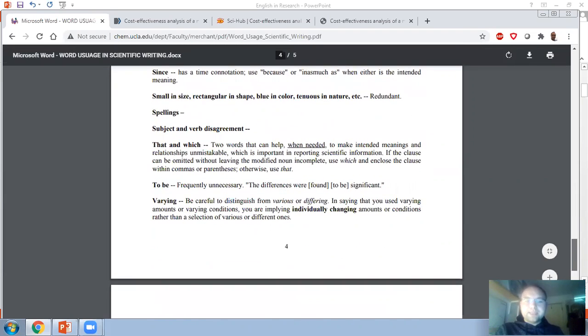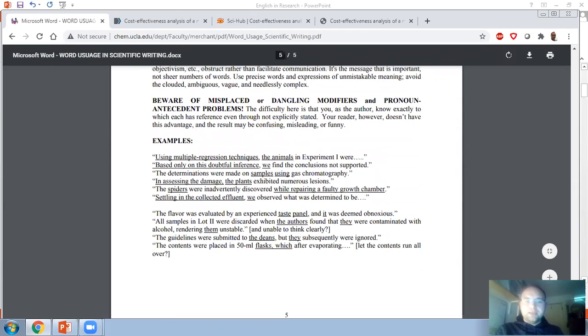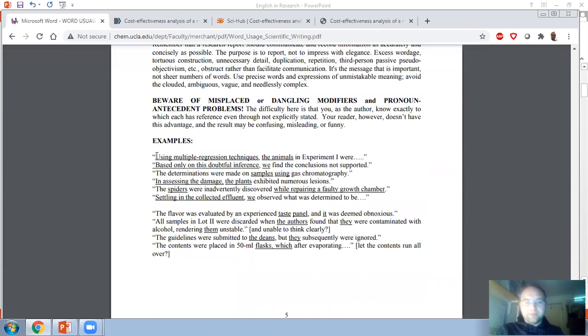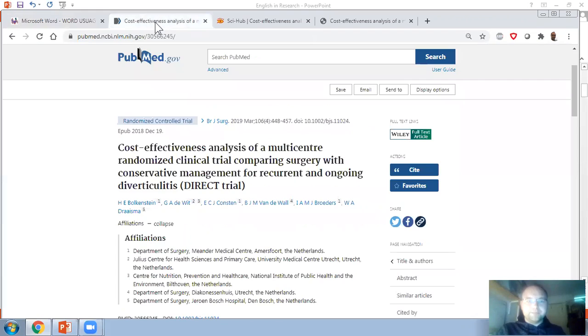And that would certainly help you whenever you're writing your first article, especially if English is not your first language. So for example, here you can see examples: using multiple regression techniques, the animal experiment, eyewear, based only on this doubtful inference. And they give you an idea of how to write an article, simply putting it.